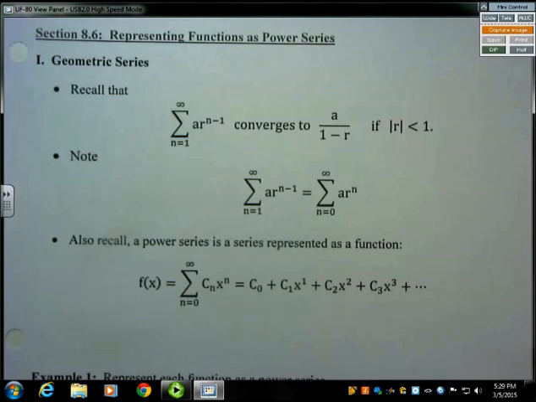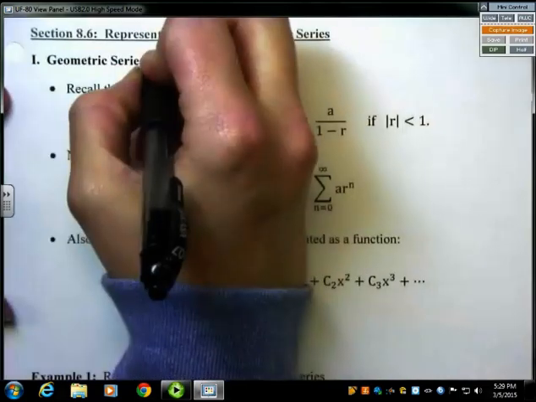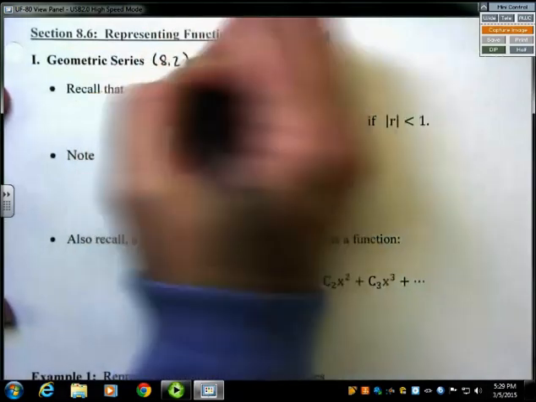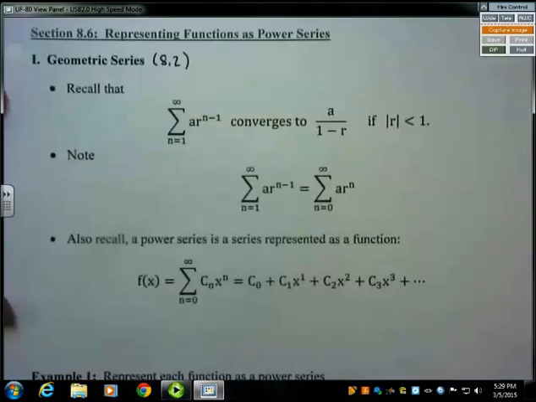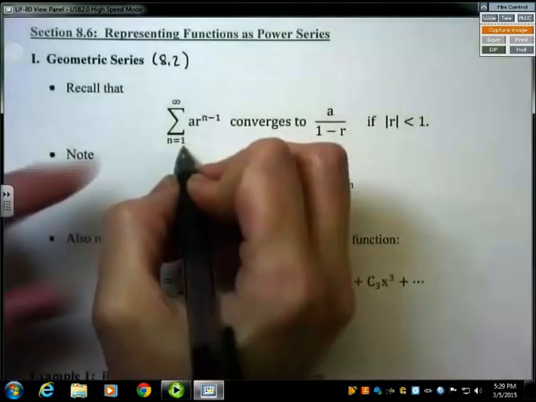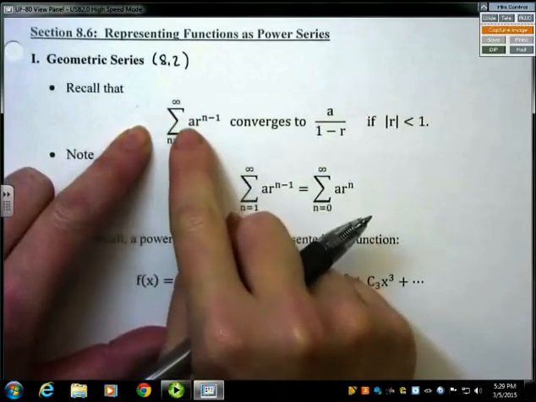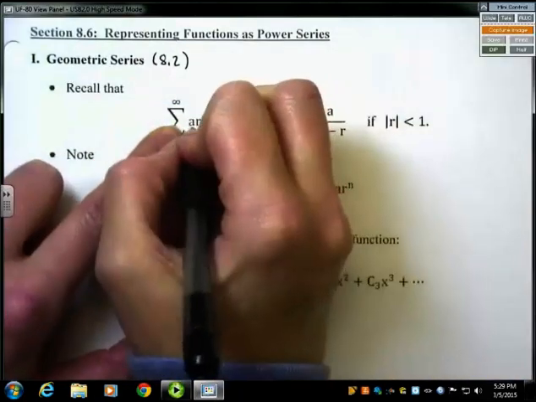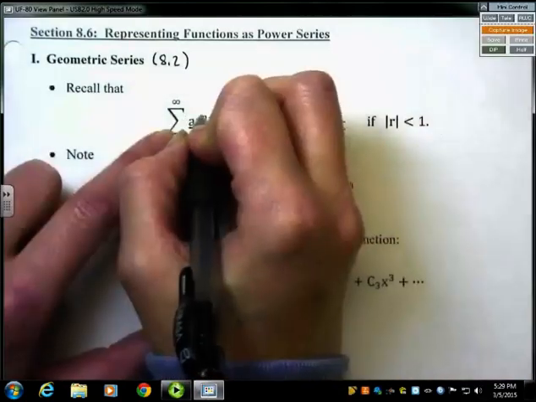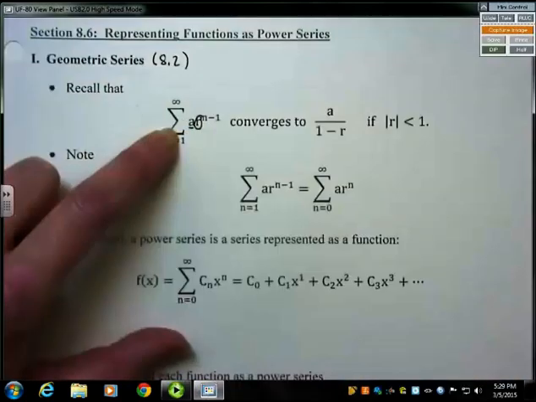Section 8.6 is called Representing Functions as Power Series. So the first thing we want to do is just recall a little bit of the information we've already talked about. Remember back in Section 8.2 we introduced the geometric series. So geometric series we learned to have the form summation from 1 to infinity of some constant out front times some common ratio being raised to the n minus 1 power.